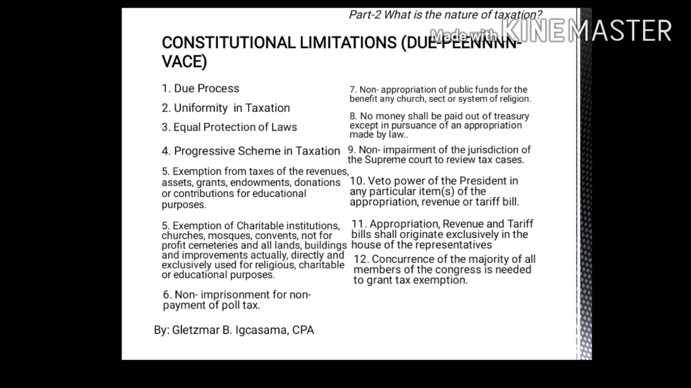Number 12, concurrence of the majority of all the members of the Congress is needed to grant tax exemption. So kung naay tax exemption, dapat it is given by the Congress. Not two-thirds, it's majority of all the members of the Congress dapat ang mo-approve ana.